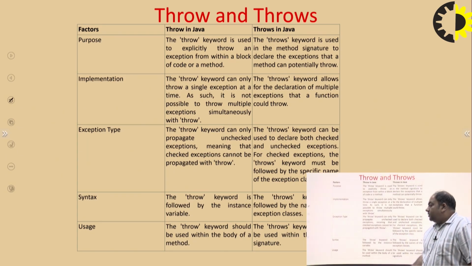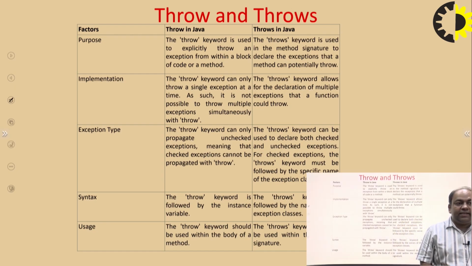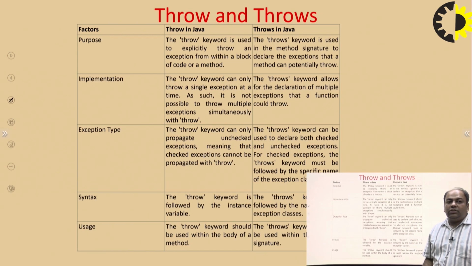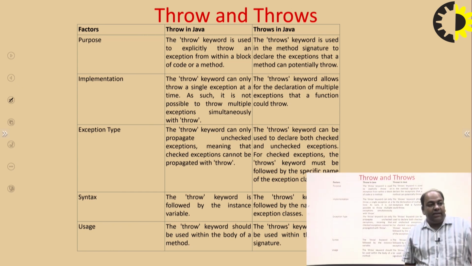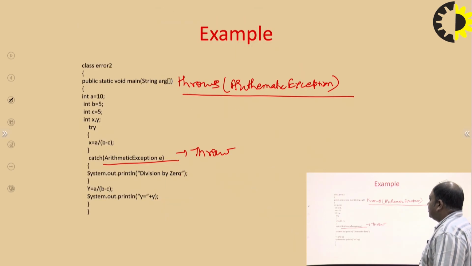Okay. Next is syntax. In the syntax, the throw keyword is followed by an instance variable, while the throws keyword is followed by the name of the exception class. And the throw keyword is used within the body of a method, while the throws keyword should be used within the method signature, like I have shown in this example.